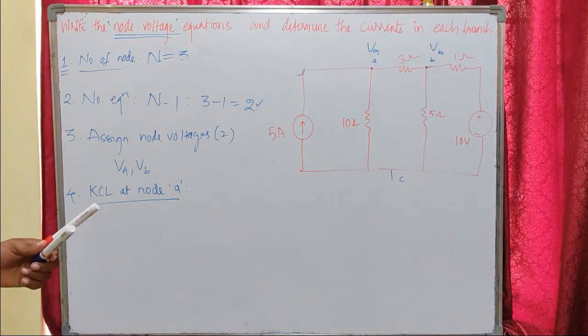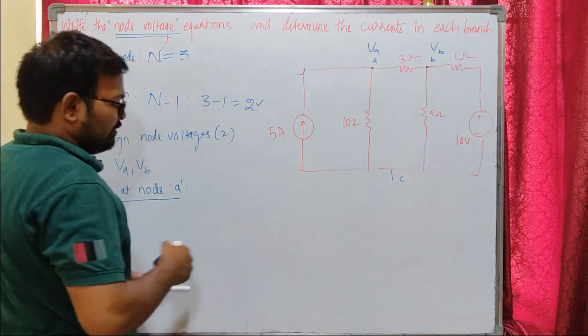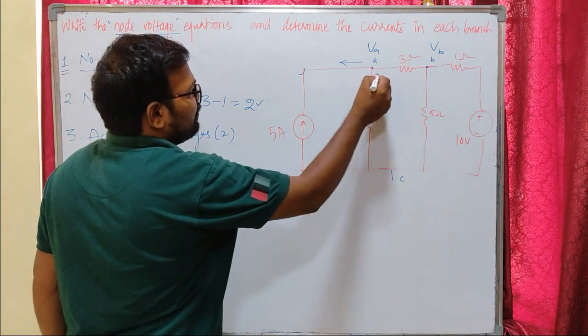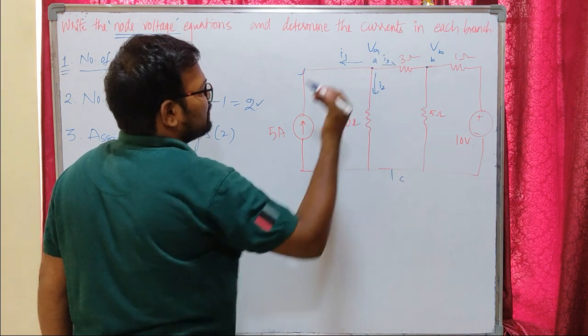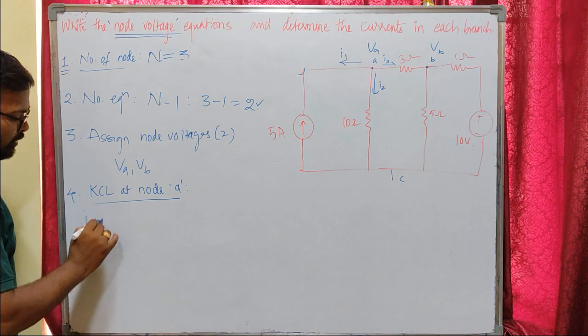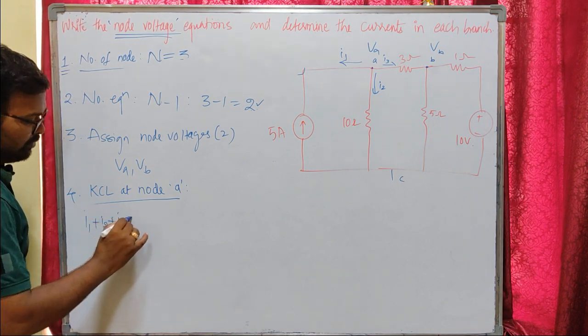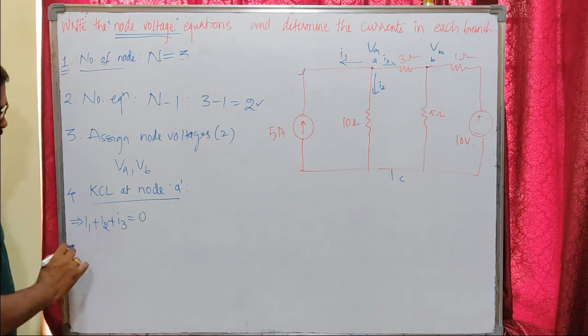Okay, so let us apply KCL at node A. The currents must leave node A. Whatever the currents are, let us assume these currents I1, I2, I3. According to KCL, I1 plus I2 plus I3 must be equal to 0. All these are leaving currents of node A. Let us write the expression for I1.